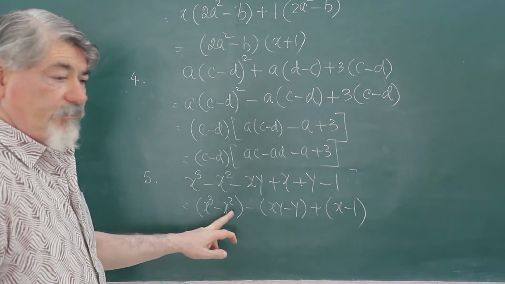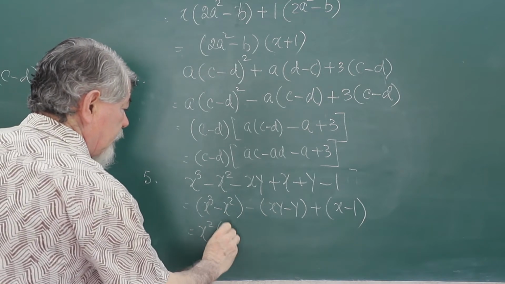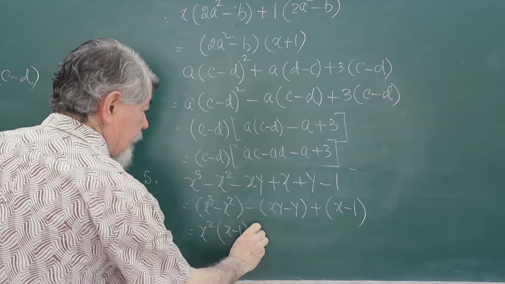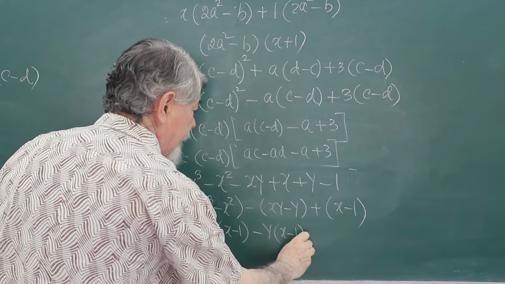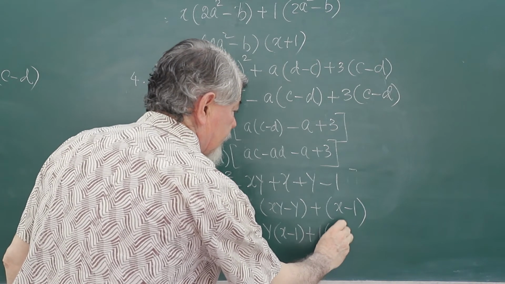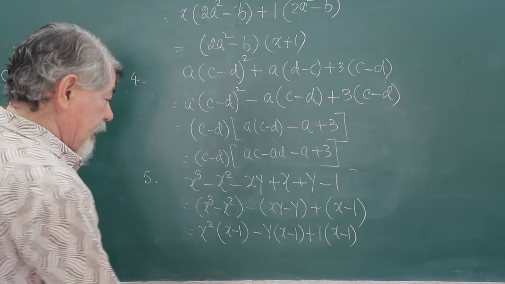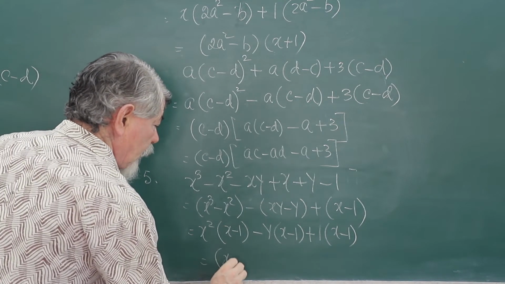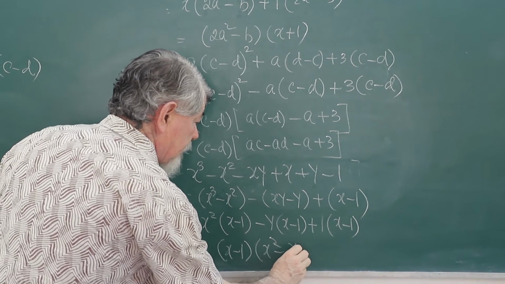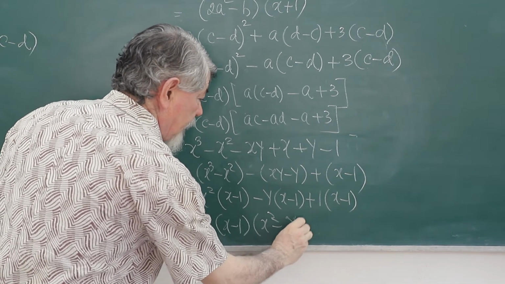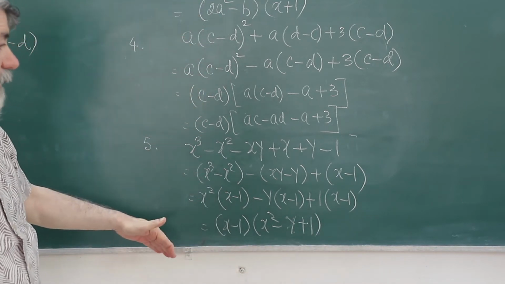Out of x cube minus x square, x to the power 2 is common, x minus 1 is left. Out of this, y is common, x minus 1 is left, plus 1, x minus 1 is left. Now out of all these three brackets, I can take x minus 1 as common, and it will be left x squared minus x minus y plus 1. So these are the factors of this expression.